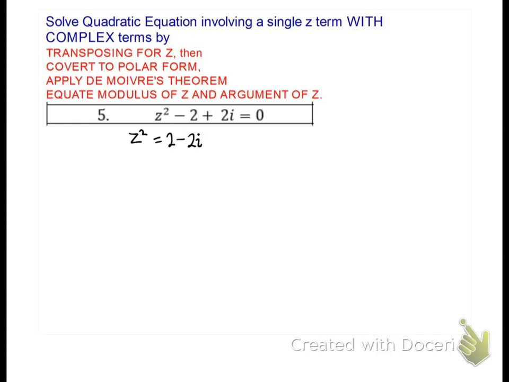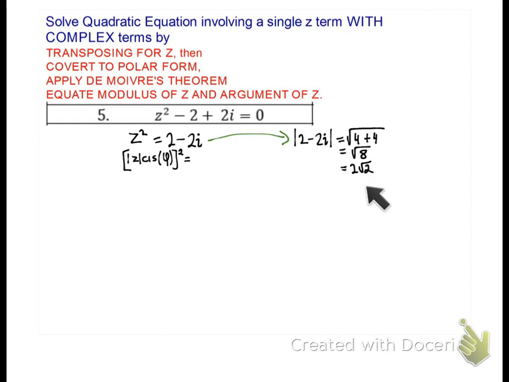Now this is again another quadratic equation, but we've got a complex term. We've got a real part plus an imaginary part. So again, let's transpose. So add the 2 to the other side and subtract the -2i to the other side. And again, convert to polar form. Including the 2 minus 2i, convert that to polar form, so we need the modulus. And we get a 2√2.